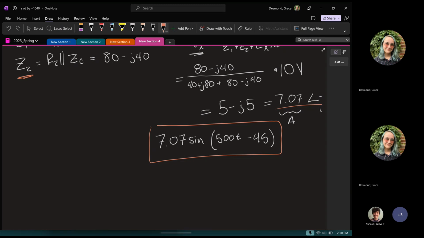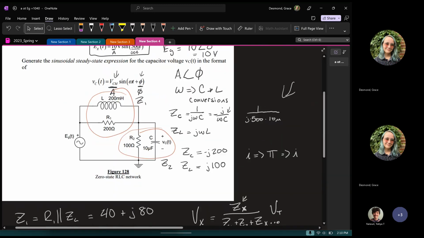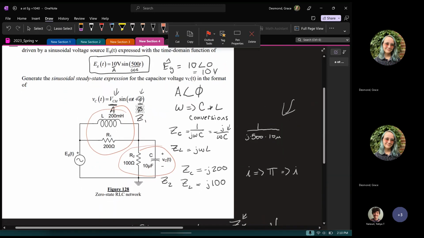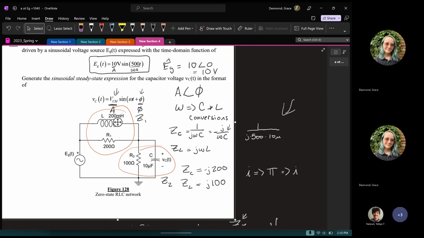Like we said, if you have your omega t, so your 500 t, and there's nothing else, like we said, your phase angle is 0. So it's just the amplitude.